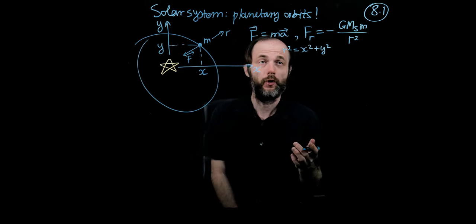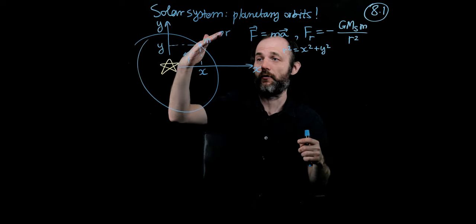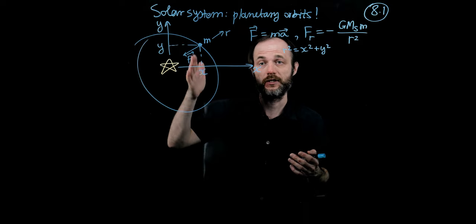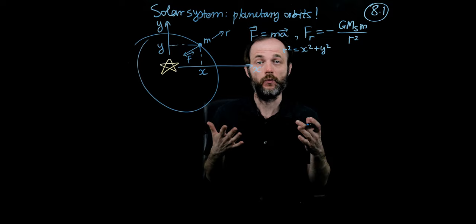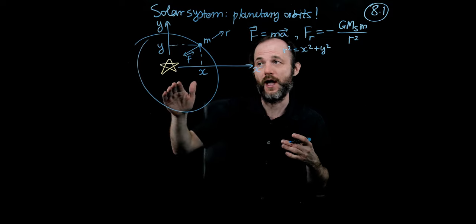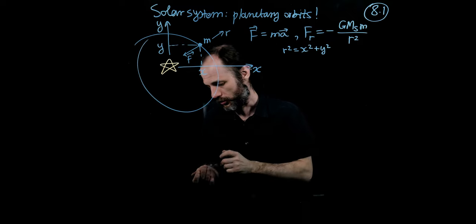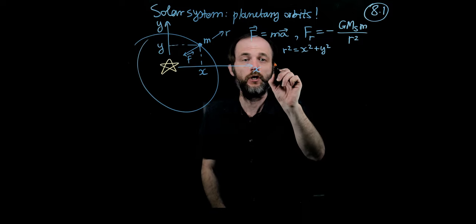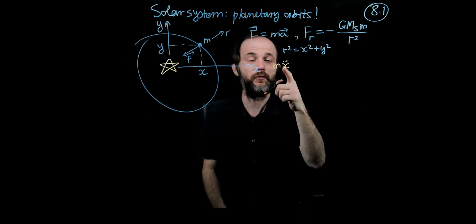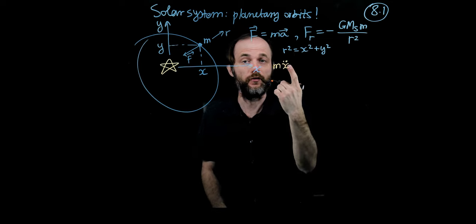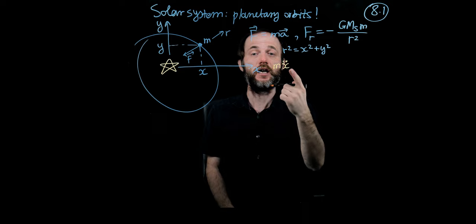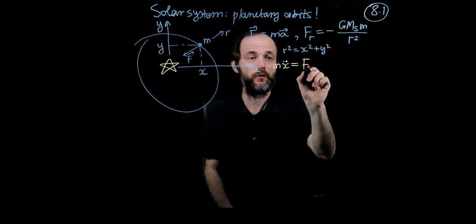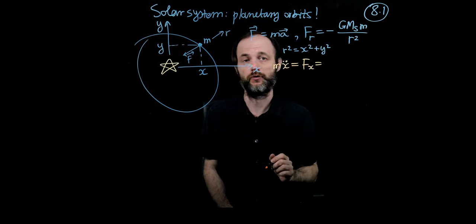So what are the equations of motion? Well, if we know the force projection along the radial direction, we also can compute force projections along the x and the y directions. And then we can write down equations in projection onto the x and the y directions. So equations of motion in these projections will take this form. Along the x direction, we're going to write that m times x double dot, which is the second derivative of x with respect to time, that is m times the acceleration in the x direction. And so that is equal to the force in the x direction.